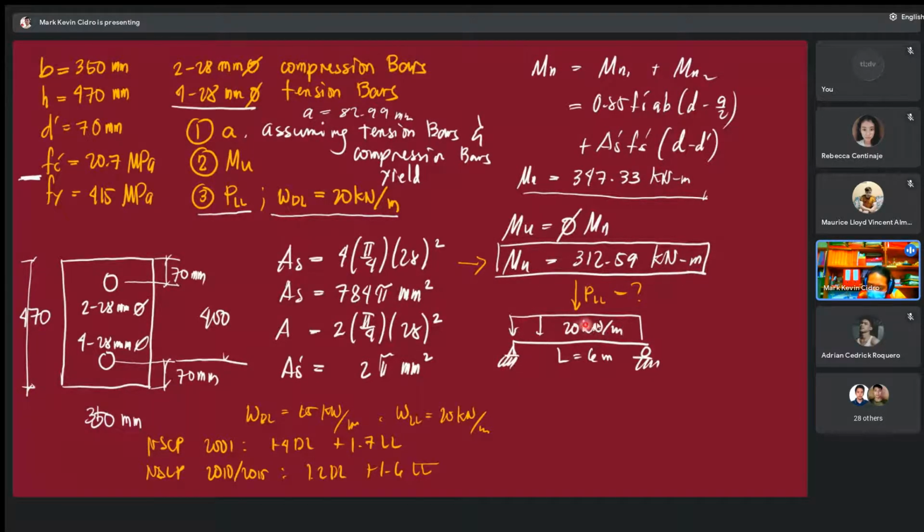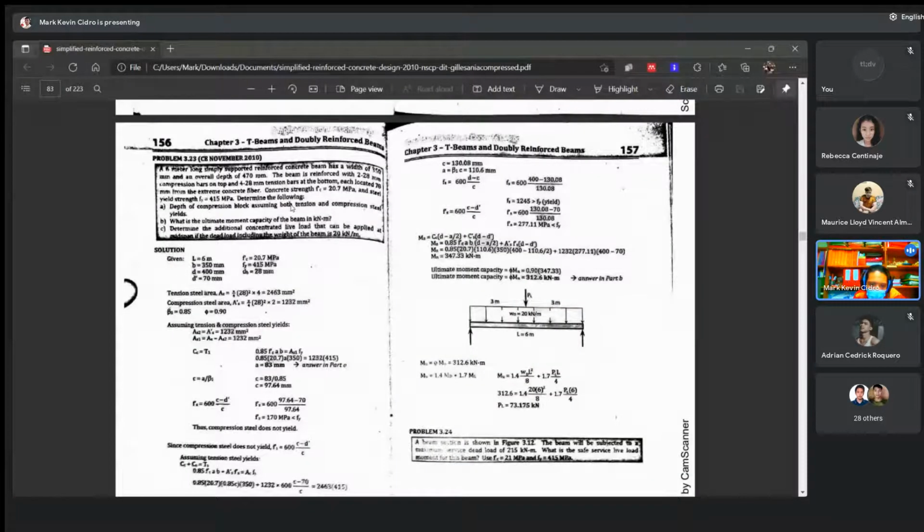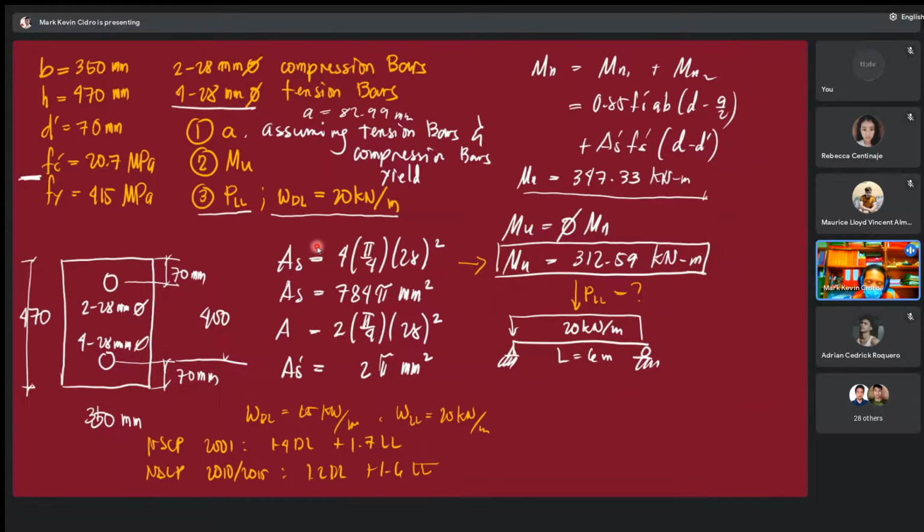The unfactored ones are the service loads, so you have to multiply them. Your 20 is the dead load including the weight of the beam. The problem says to determine the additional concentrated live load that can be applied at the midspan if the dead load, including the weight of the beam, is 20 kilonewton. Since it is included, you do not need to compute the weight of the beam again.